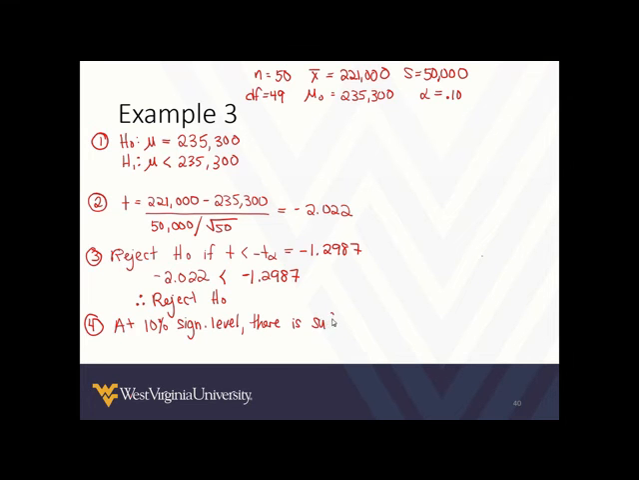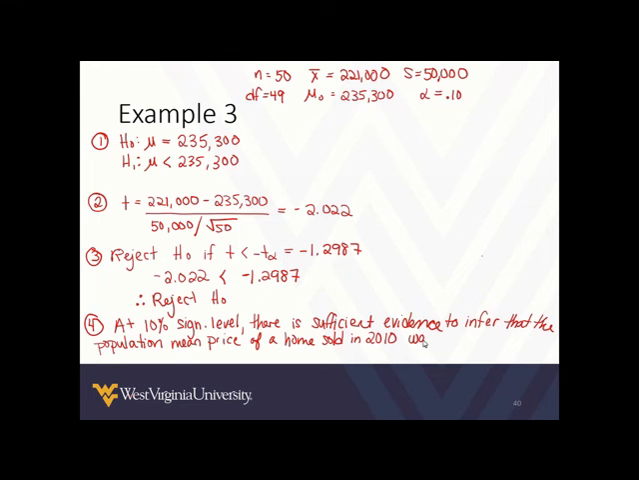there is sufficient evidence to infer that the population mean price of a home sold in 2010 in Denver was less than $235,300. Very good.